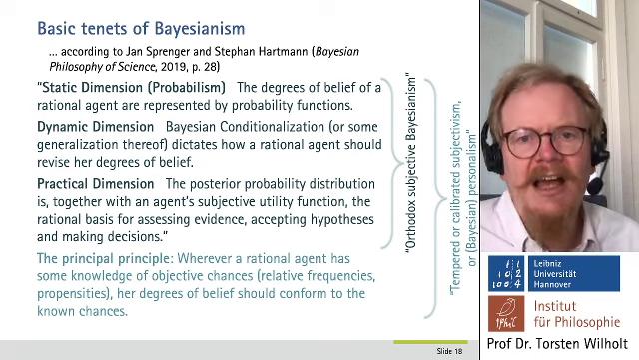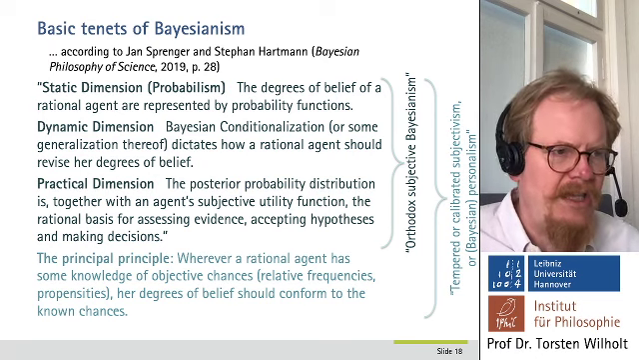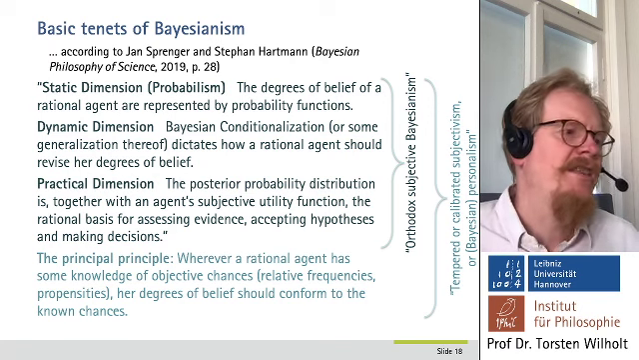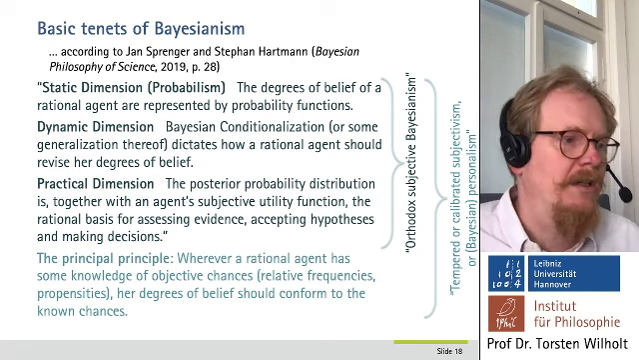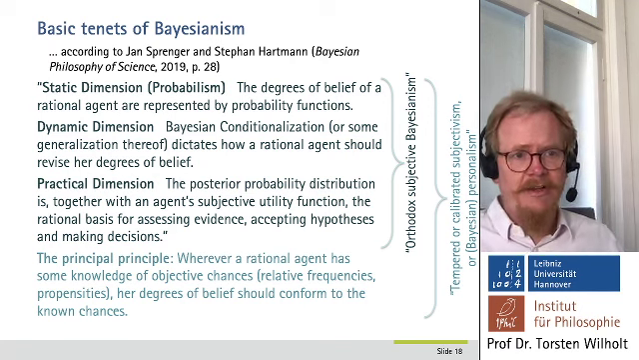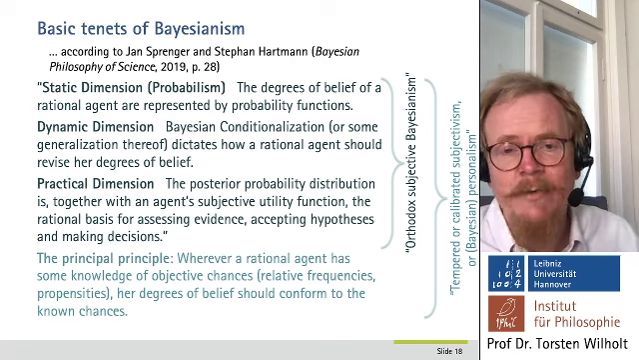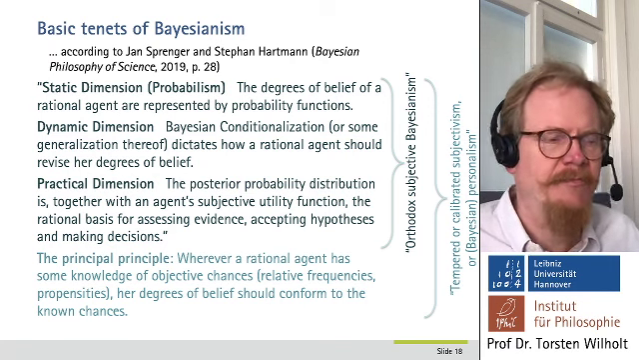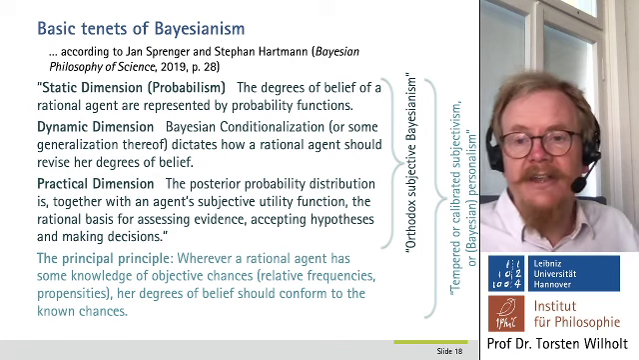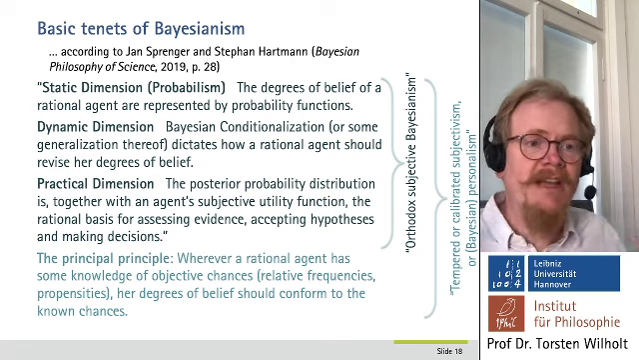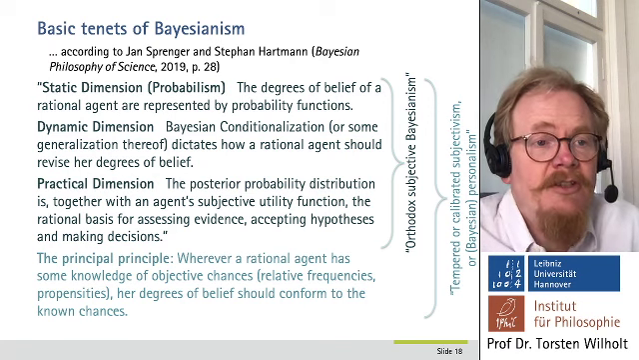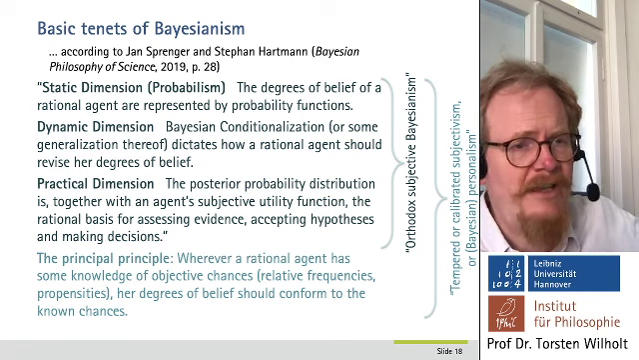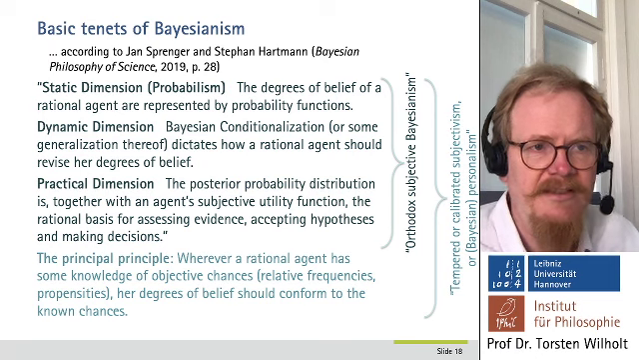For example, if you know that the half-life of the iodine isotope iodine 131 is 8 days, then your degree of belief that this iodine 131 atom will decay within the next 8 days ought to be 0.5 if you are rational. No? And so the orthodox subjective Bayesian would not make such constraints. She would say, oh, you should just have those kinds of degrees of beliefs that are consistent with your history of Bayesian updating of your beliefs, and that's all.